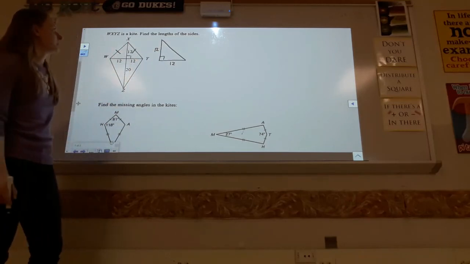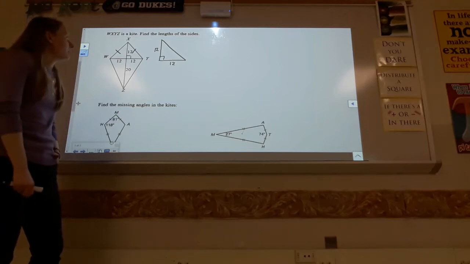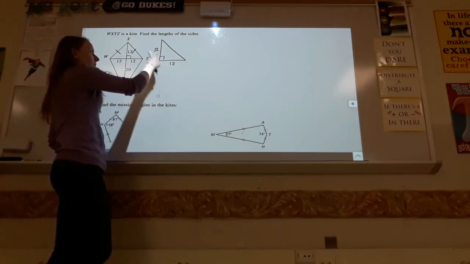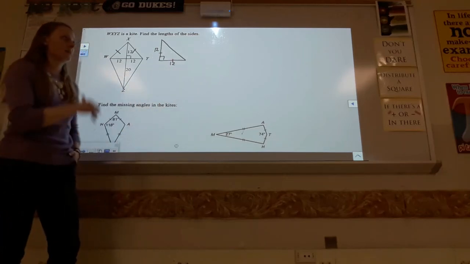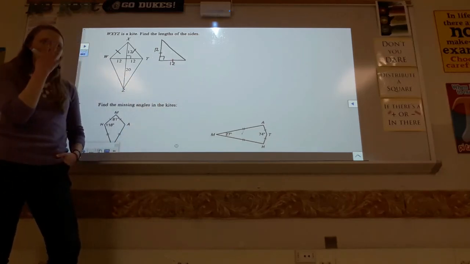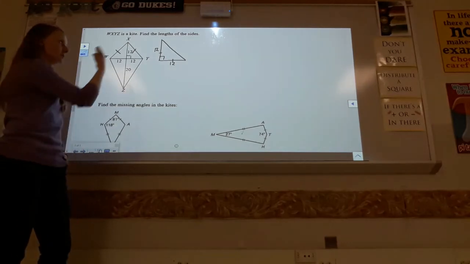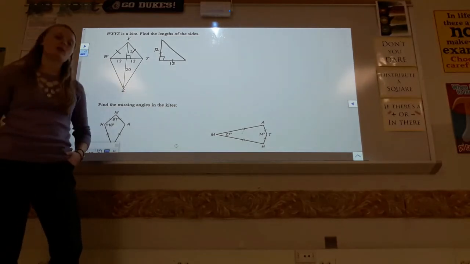So that's nice, 2 for 1. For this one, you should notice that this is 12 and this is 12. So this is actually an isosceles right triangle. Now technically you could do Pythagorean theorem if you wanted to. You could do 12 squared plus 12 squared equals x squared and solve that way.